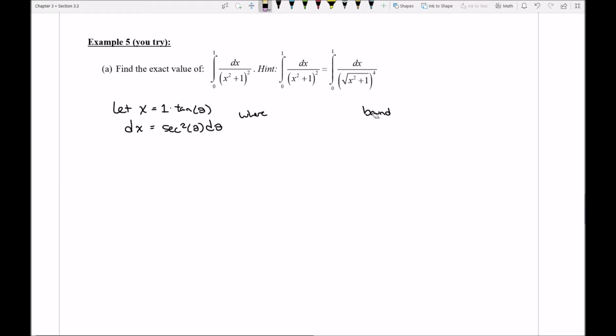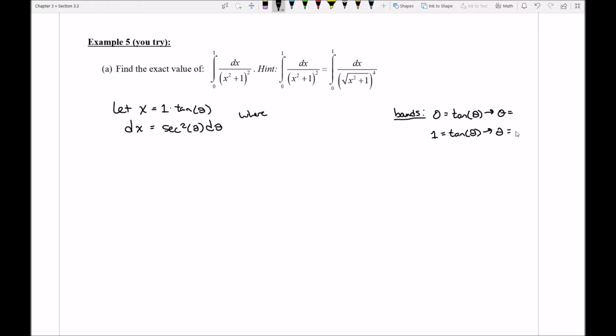So I'm actually going to go ahead and shift this over just a bit. But for my bounds, I can at least start to set them up. I know that my lower bound is 0, and so that would say I need the tangent of theta to be equal to 0. What theta can make that happen? I would need my upper bound to have tangent of theta result in the value of 1. And again, I'd be curious what theta can make that happen.